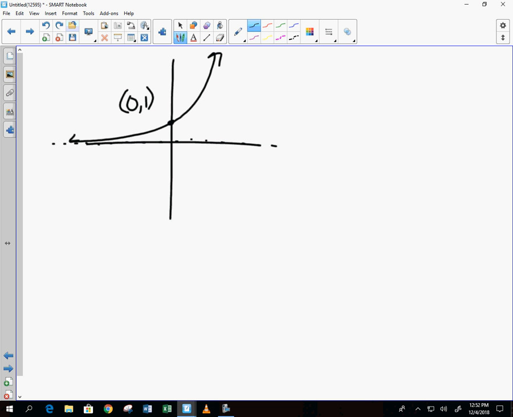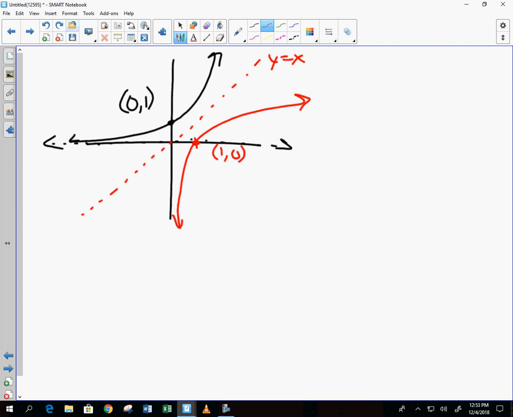Well, what I told you today is that logarithms and exponentials are inverses. If you remember from chapter 2, we said that inverses were reflected over the line y equals x. So that means that all the x values become y values, and all the y values become x values. So instead of passing through the point 0, 1, it's going to pass through the point where x and y switch, 1, 0. Instead of having a horizontal asymptote, it's going to have a vertical asymptote.